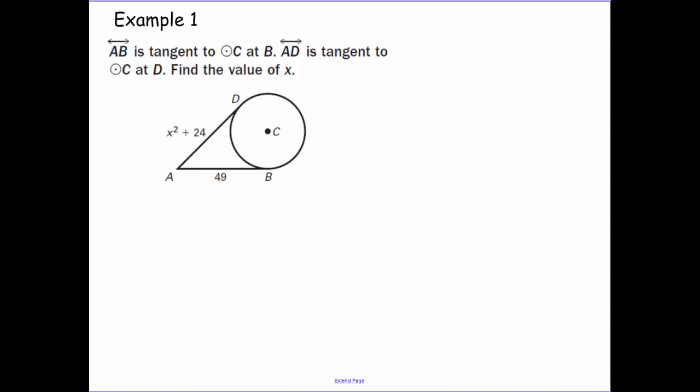Okay, our first example. We have AB being tangent to circle C at point B and AD tangent to circle C at point D. Find the value of x. Well, we know tangents to a point are congruent, so that AD is congruent to AB. Therefore, x squared plus 24 is equal to 49. I subtract 24 from both sides to get 25.